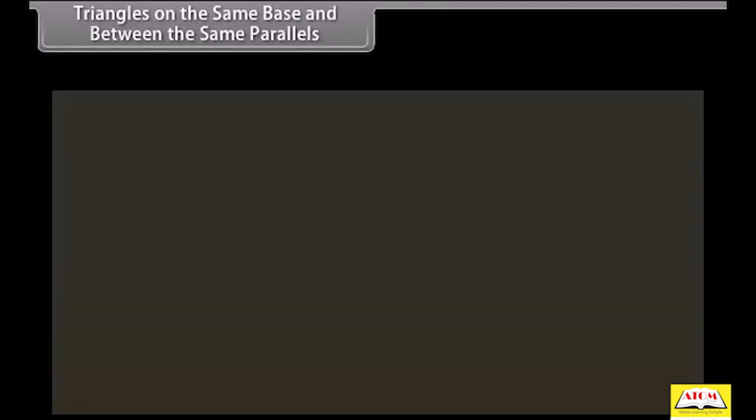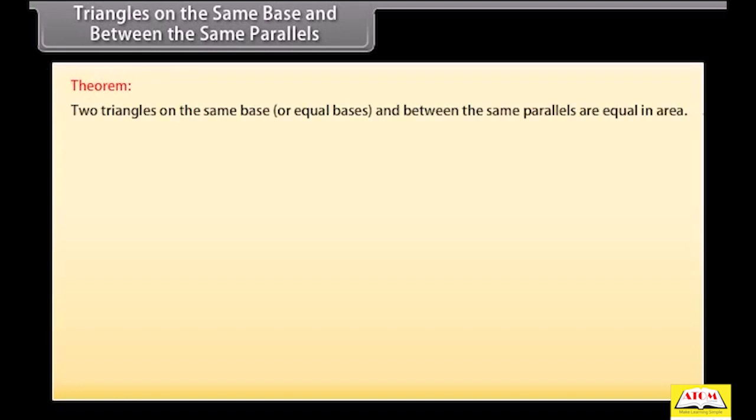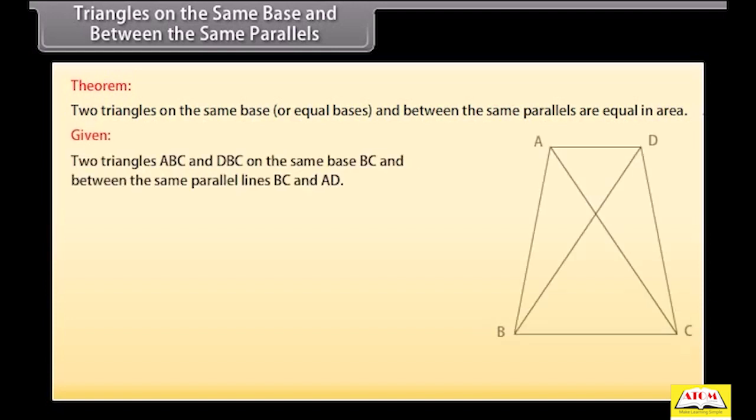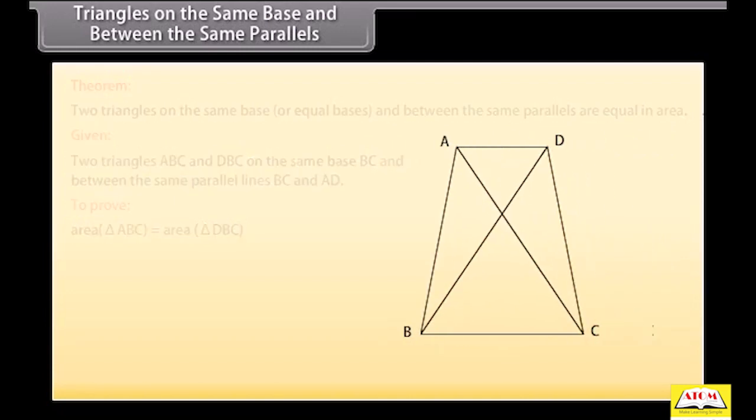Triangles on the same base and between the same parallels. Theorem: Two triangles on the same base or equal bases and between the same parallels are equal in area. Given two triangles ABC and DBC on the same base BC and between the same parallel lines BC and AD. To prove, area of triangle ABC is equal to area of triangle DBC.